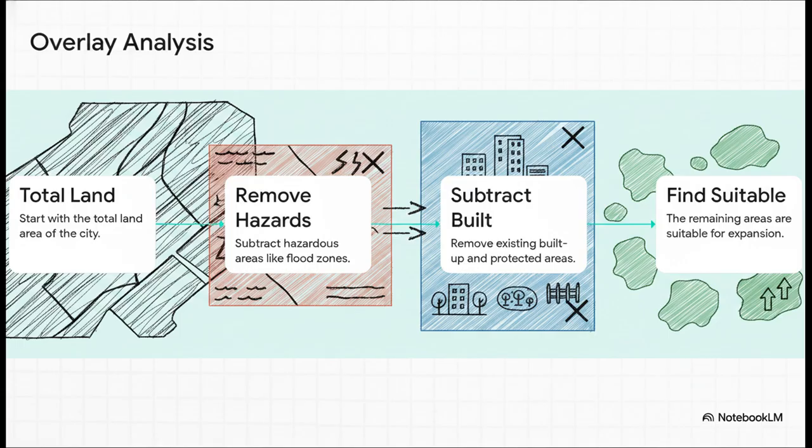Step 2, overlay and subtract hazardous areas, things like flood zones, landslide risks, or fault lines. Step 3, subtract areas that are already built up alongside environmentally protected zones that legally just cannot be touched. And Step 4, the result. You're left with the exact areas that are safe, available, and completely suitable for future urban expansion.